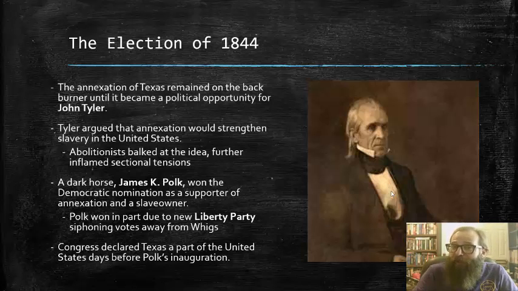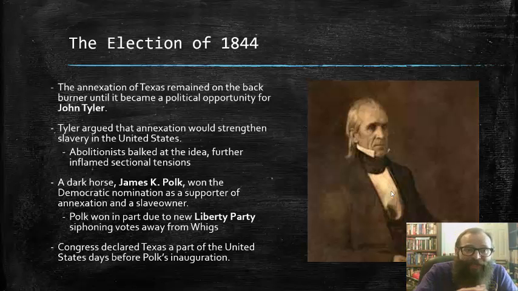Remember, John Tyler was the vice president of William Henry Harrison, who was elected in 1840, but died only a few months after taking office. And Tyler, being a Democrat, took that opportunity to try to push a Democratic agenda. Tyler argued that annexation would strengthen slavery in the United States, which, especially to Southern Democrats, was a very important issue in their platform. Abolitionists, of course, balked at this idea, and this further inflamed sectional tensions.